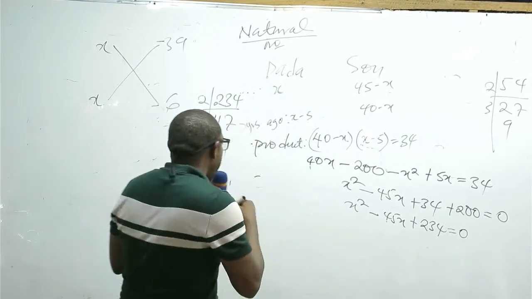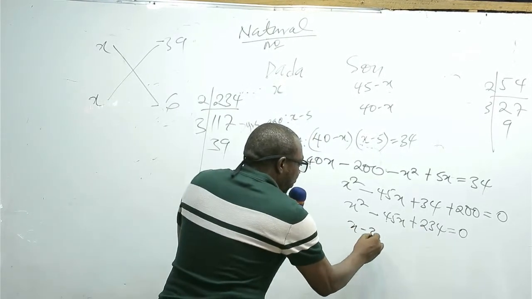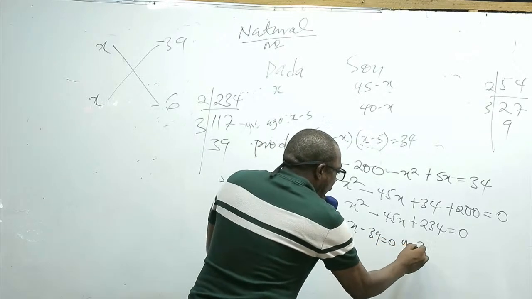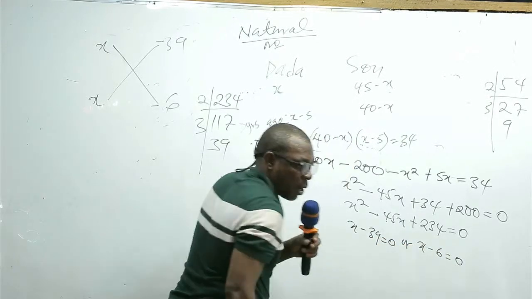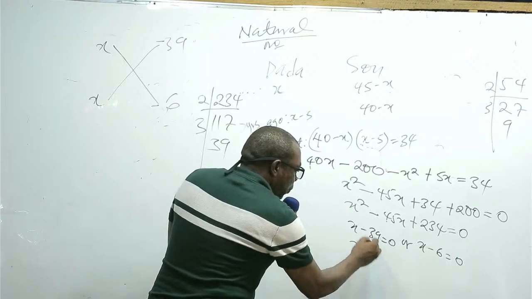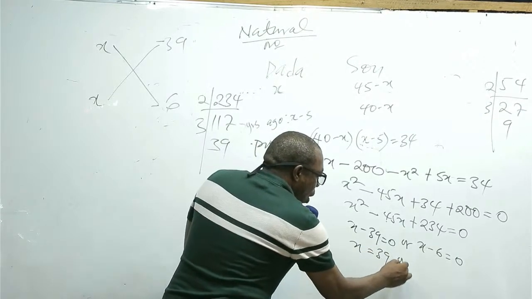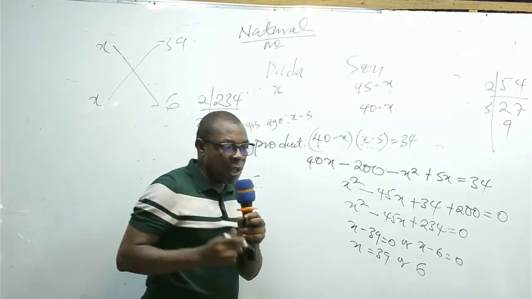You see that here now. x minus 39 is 0, or x minus 6 is who? So x now gives me how much? 39. Or x is who? Is 6.